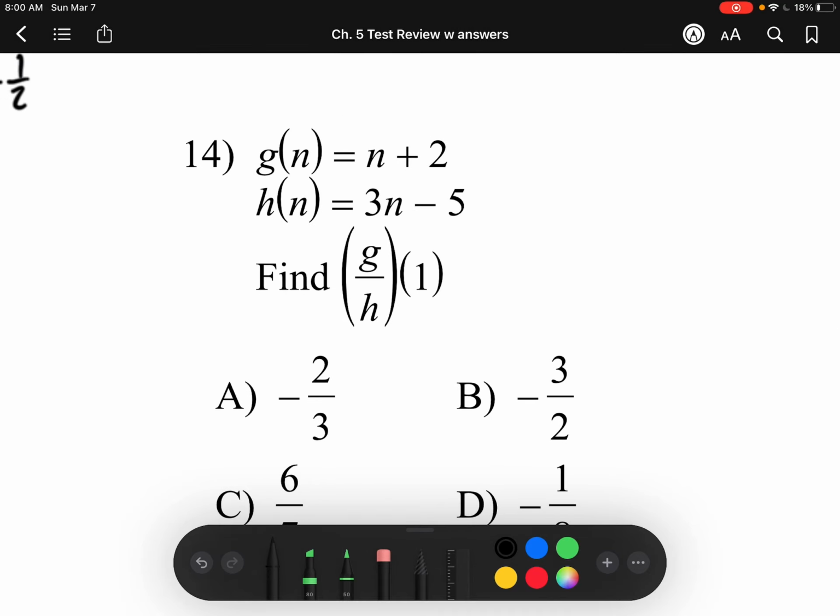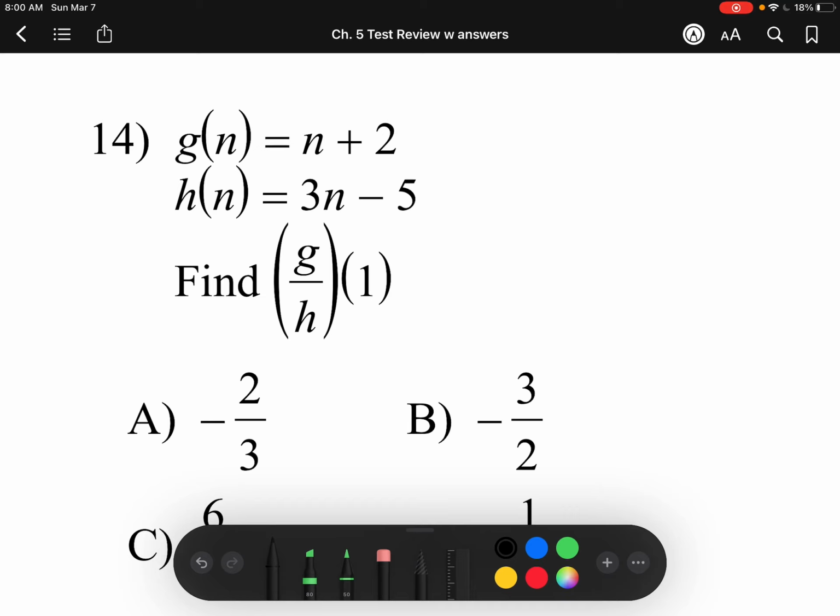All right. So for number 14, I'm going to do it the other method. So I'm going to plug in 1 for the n's and then put my value of g over my value of h, right? So this becomes 1 plus 2, which is 3, right? So this is my value for g. Next, I have 1 right here. So 3 times 1 is 3. And then 3 minus 5 is going to be negative 2, right? So this is my h value.